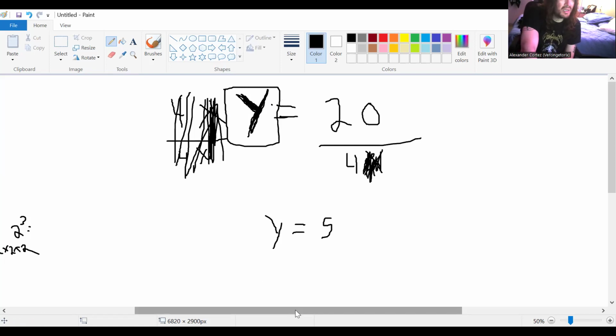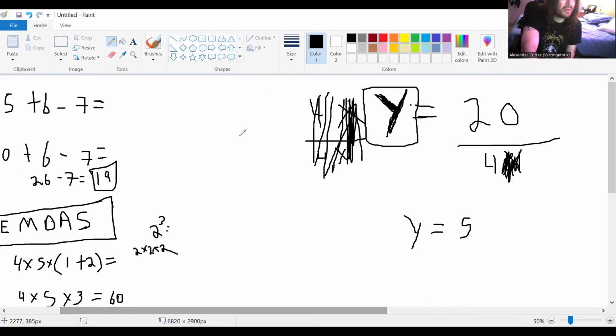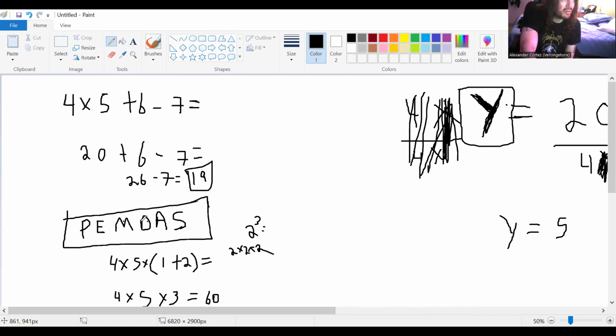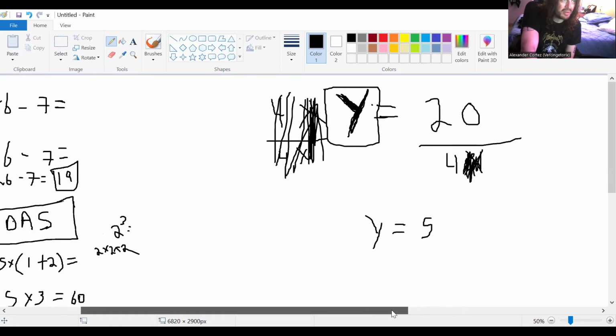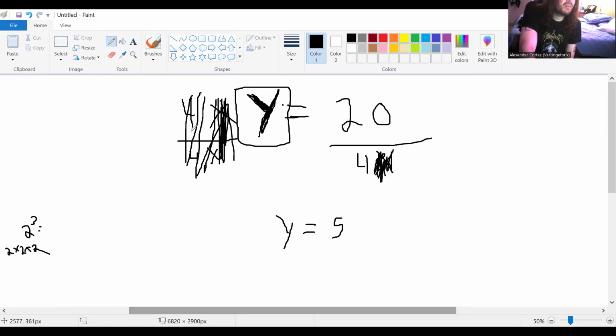But remember that if there's a lot of things on there, you still have to follow the order of operations, right? So once you eliminate it by doing the inverse, if it was 4 plus y, you would subtract, right? You would subtract 4, and then you would also have to do the same thing here. So that would be 16, right?